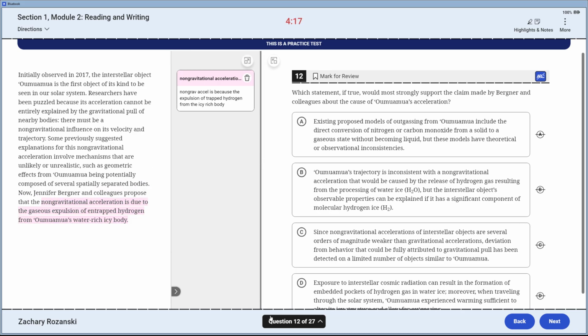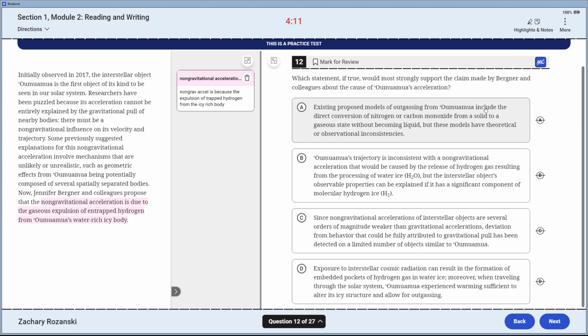Okay. Jeez Louise. Okay. Existing proposed models of outgassing include, we want to support the claim, include the direct conversion of nitrogen or carbon monoxide from a solid to a gaseous state, but these models have been theoretical or unobserved. We want to support the claim that non-grav is due to hydrogen. I don't see how these words help. This is just dunking on studies. Get out of my face.